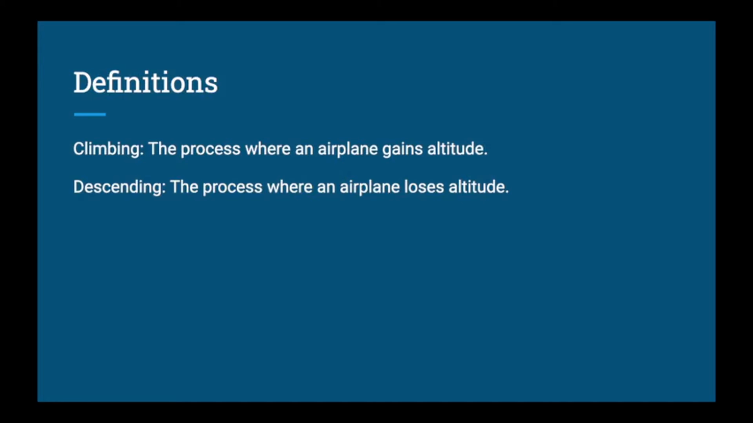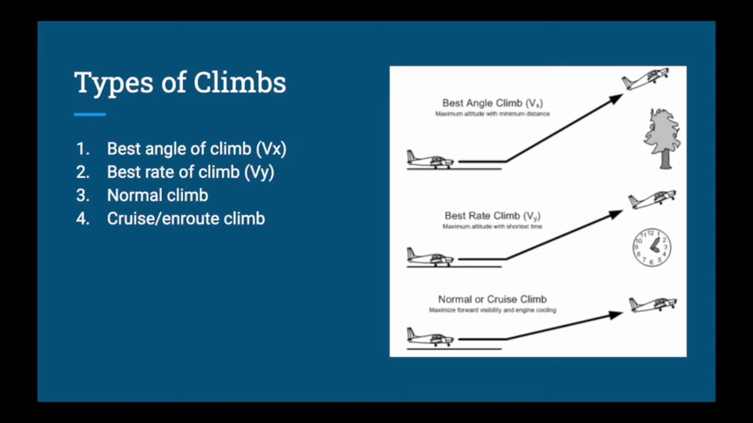All right, so to get into today's lesson, the definition of climbing is just when the airplane's gaining altitude, we call that climbing. And when the airplane is losing altitude, we call that descending. So there's 4 different types of climbs that we can do. We have the best angle of climb, the best rate of climb, a normal climb, and a cruise or en route climb, which is less common than the others.